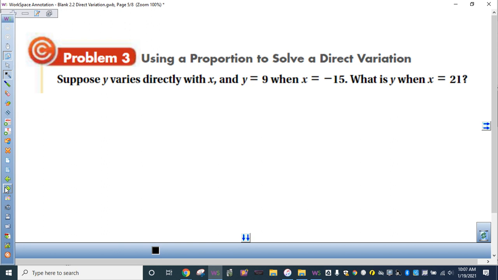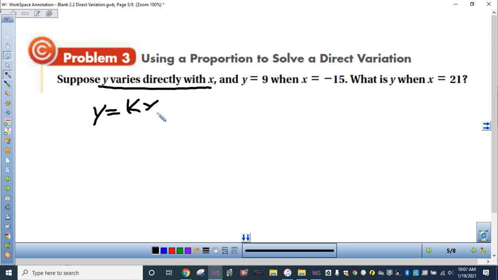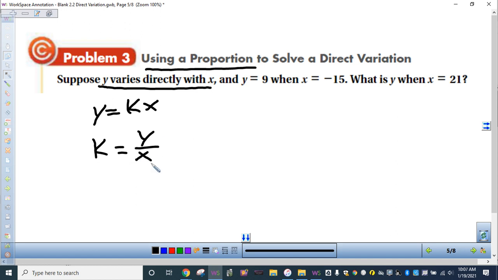So they say, suppose y varies directly with x. So that just means y equals kx. They're telling you to use a proportion. So that means you're just setting up two fractions and you're going to cross multiply. No big deal. So when we set up that proportion, we want to use the k equals y over x. So always when you set up a proportion, y to the sky, y is always going to be on top. So we set this thing up, 9 over negative 15 equals, y is on top, we don't know the second y, but we do know the second x.